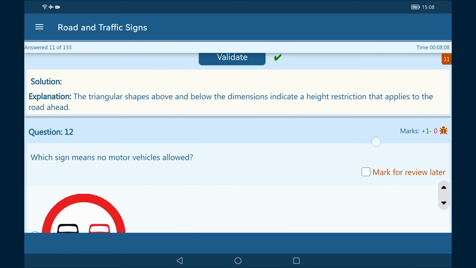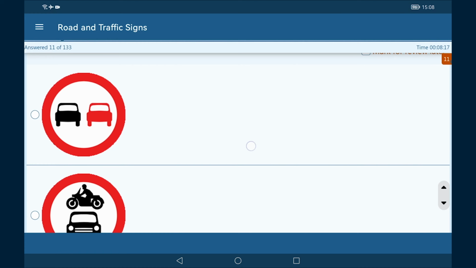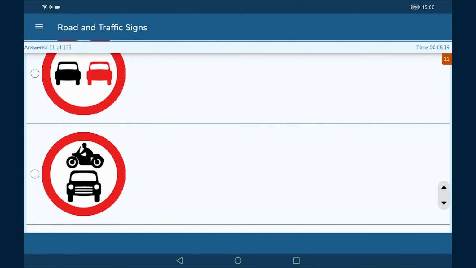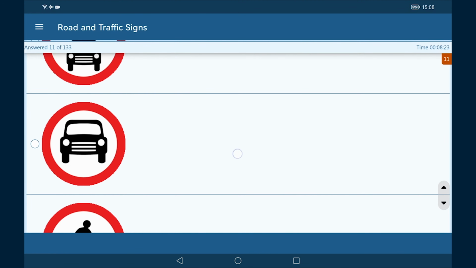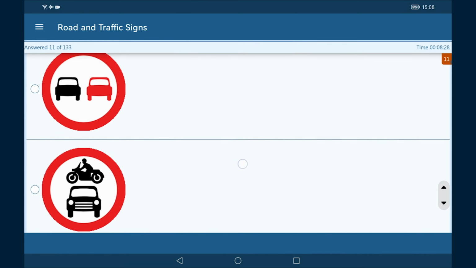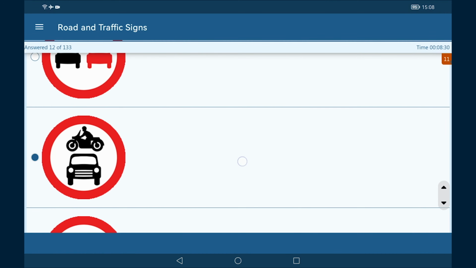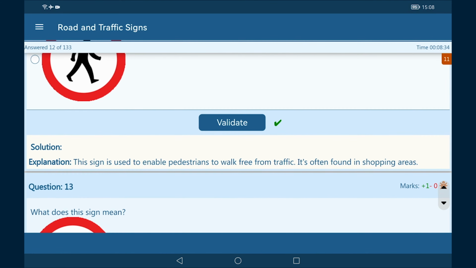Question 12. Which sign means no motor vehicles allowed? Option 1. Image. Option 2. Image. Option 3. Image. Option 4. Image. The correct answer is Option 2. Explanation. This sign is used to enable pedestrians to walk free from traffic. It's often found in shopping areas.